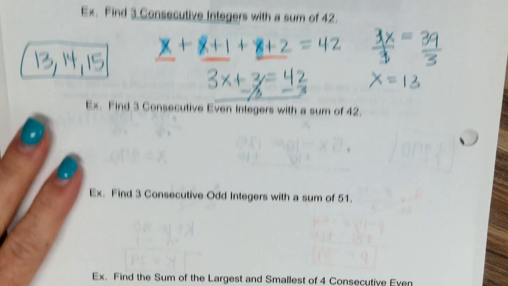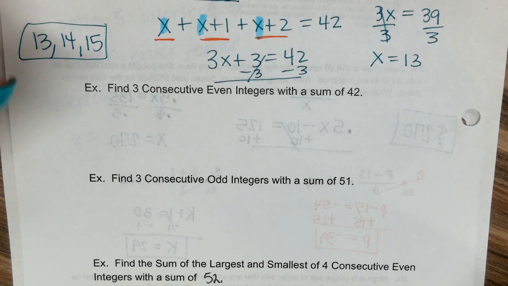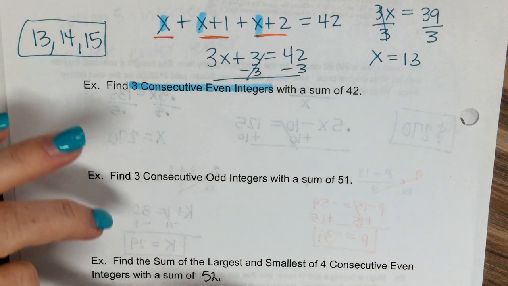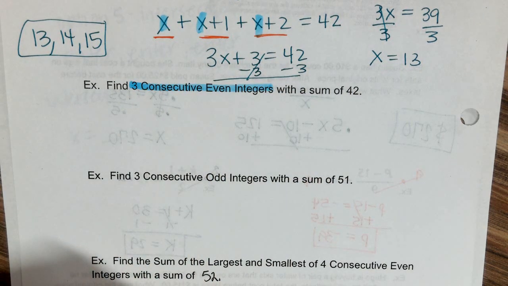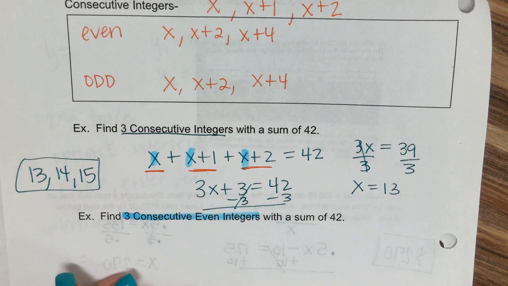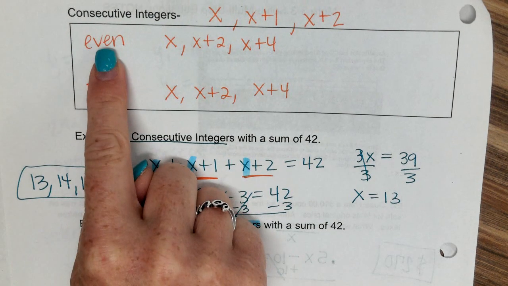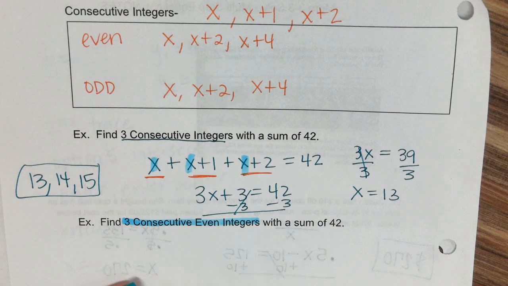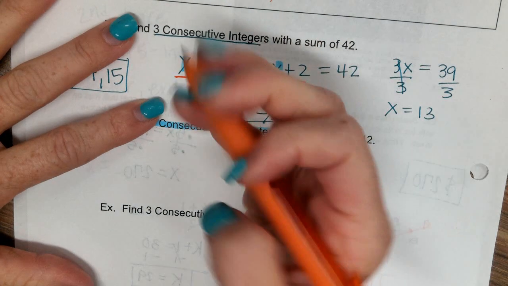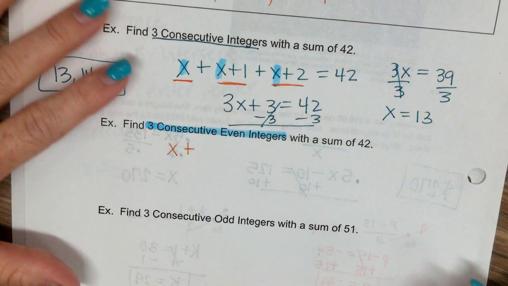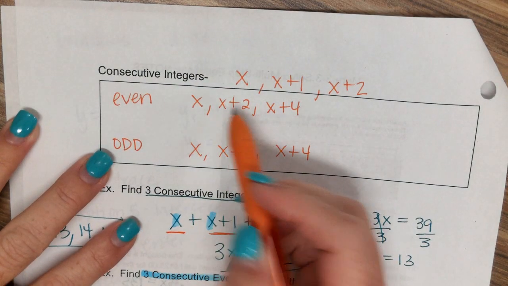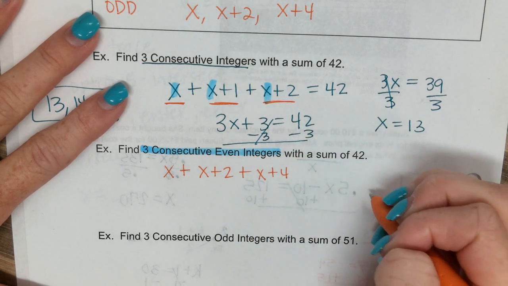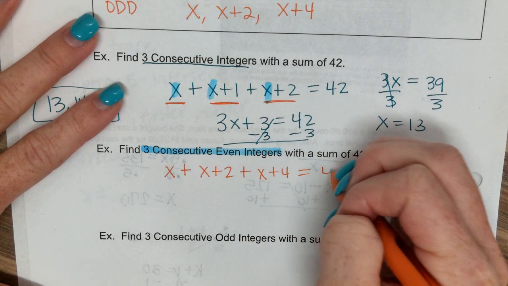All right, let's look at the next one. Find 3 consecutive even integers that add up to 42. So which one of these am I going to use? Even, yes? So these 3 have to add up to equal 42. So I write x, that's my first integer, plus, what's my next one? X plus 2. What's my next one? X plus 4, because they're even, have to add up to equal 42.